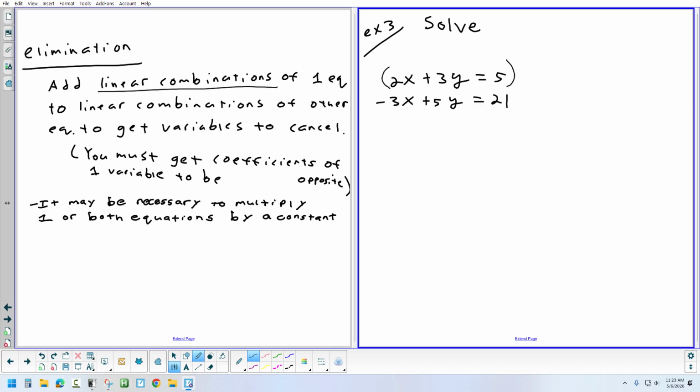All right, let's start with the top equation. What could we multiply the top equation by so we get a 6 in front of the x? Yep, 3. And we're going to distribute that out. And what could we multiply the bottom equation by so that we have a negative 6 in front of x? Yeah, 2. So we're going to multiply by 2.